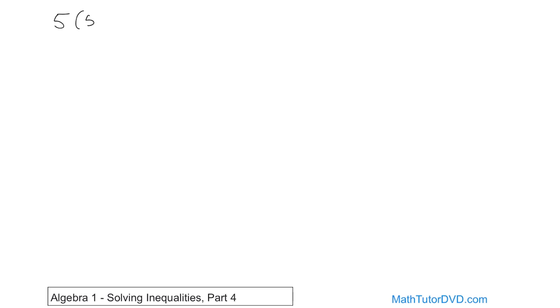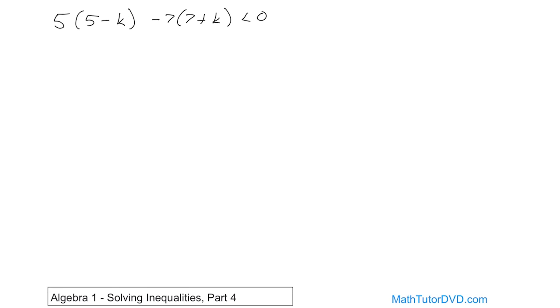5 times 5 minus the variable k minus 7 times 7 plus k less than 0. So what we want to do is get k on one side of the inequality and numbers on the other side. And if we have to flip the direction of the sign somewhere along the way, that's fine. So let's multiply first to distribute in.